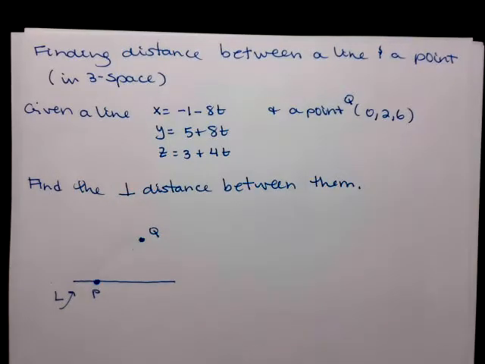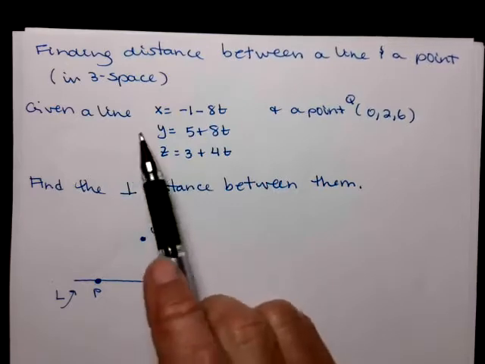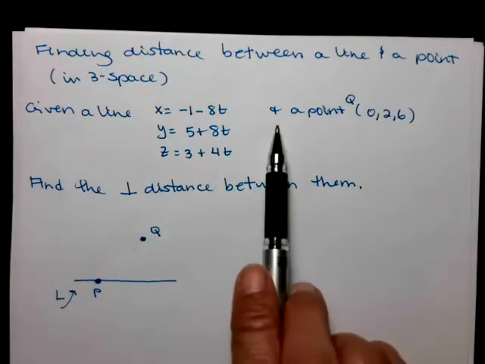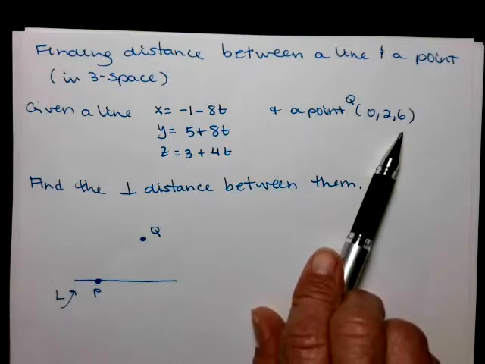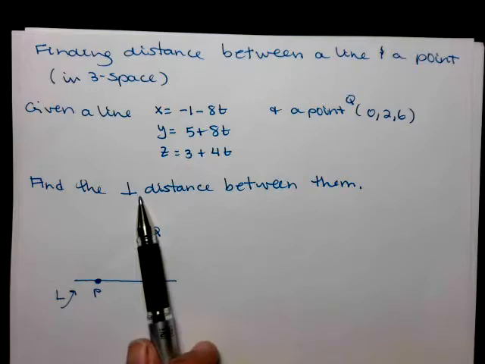Okay, so if you're asked to find the distance between a line and a point in 3 space, I'm going to show you how you can do that using a cross product. So let's say our line is given to us in parametric equations. So I have my x, y, and z components. And then I have a point out in 3 space. How will we find the perpendicular distance between them?